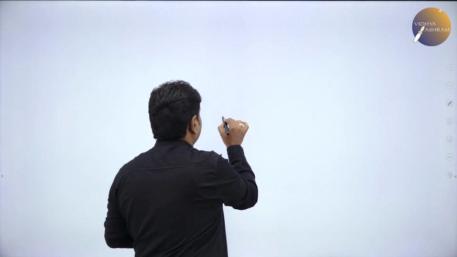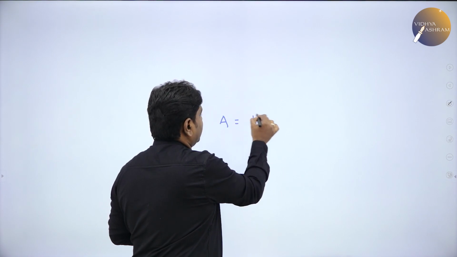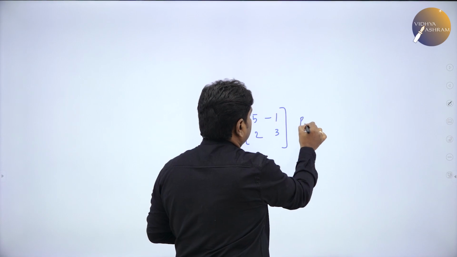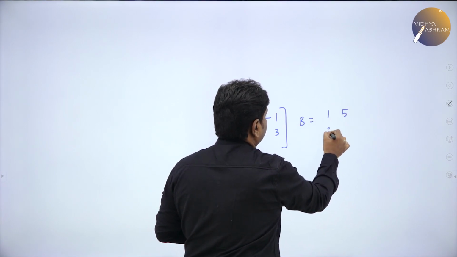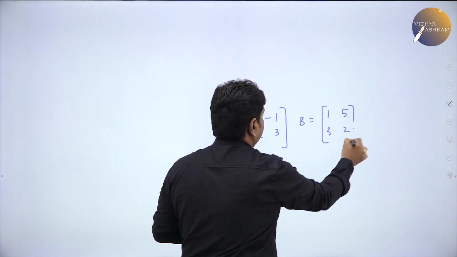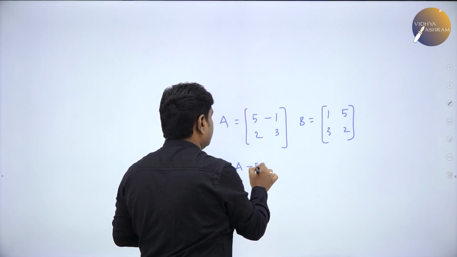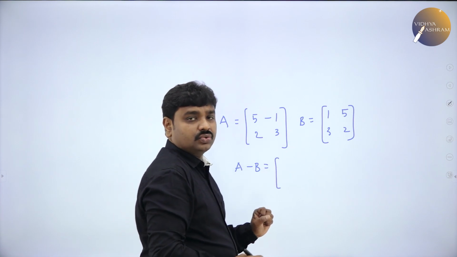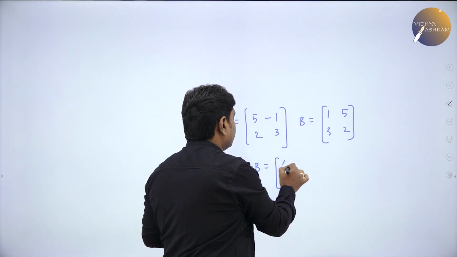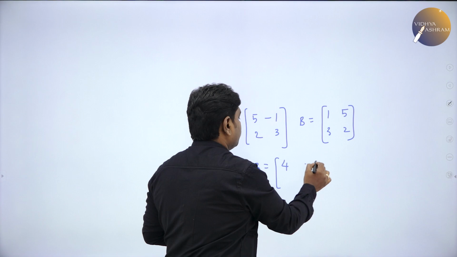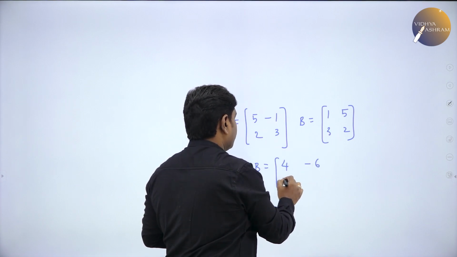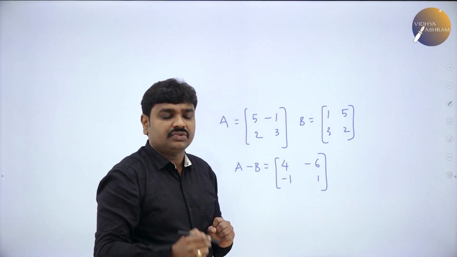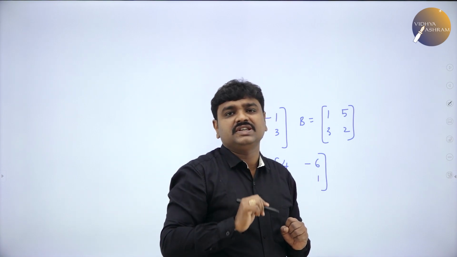Suppose A is equal to any simple matrix 5 minus 1 2 3, and B is equal to 1 5 3 2. So now if I ask you to find A minus B, is it possible? Yes, because both are having same order. Both are 2 cross 2. And corresponding elements 5 minus 1 is 4, then minus 1 minus 5 is minus 6, 2 minus 3 is minus 1, 3 minus 2 is 1. So we got it. So second operation is easy.